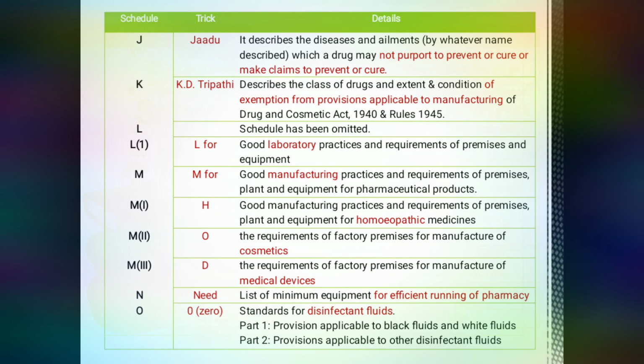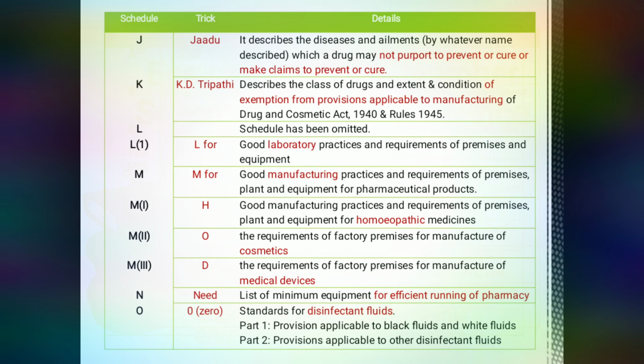So schedule M1 is about good manufacturing practices and requirement for manufacturing of your homeopathic medicine. O is in manufacturing of cosmetics, and D is in manufacturing of medicinal devices. N for need, right? So N is about list of minimum equipments for efficient running of pharmacy. Then comes O. O, very resembling to that of 0.